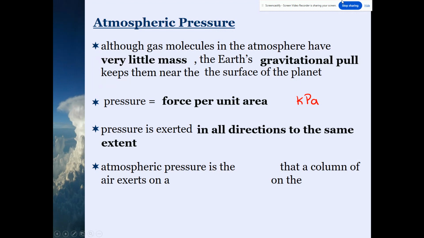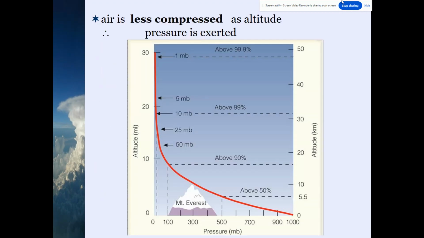Now, pressure is exerted in all directions to the same extent, and if I'm mentioning atmospheric pressure, I'm talking about the force from the atmosphere surrounding that object. So think of the object having a column of air above it and around it, okay? Now, what this means is that when you are at a higher altitude, so if I'm up here, there is less air above me, and I shouldn't just draw it above me. It is above me and around me, right? It's in all directions.